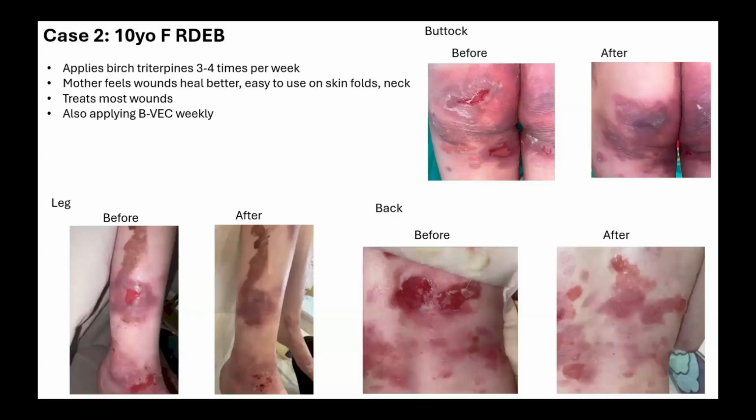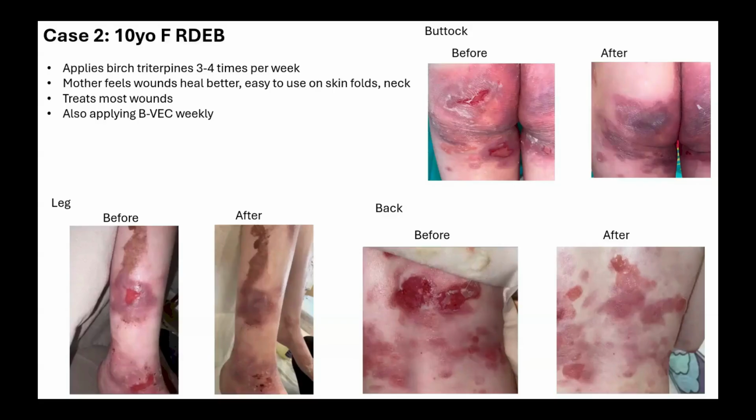This is another patient. She's a 10-year-old female who has recessive dystrophic EB. She has been applying the birch triterpenes about 3 to 4 times a week. She is also on dupilumab as well. The mother feels that with the birch triterpenes, the wounds heal better, and she feels that this product is easy to use on the skin folds and on the neck. The neck has been a particularly problematic area for her. She's treating most of the wounds. They're also applying BVAC weekly, and it just depends on which wound is bothersome, until that wound heals, where they're applying the BVAC.